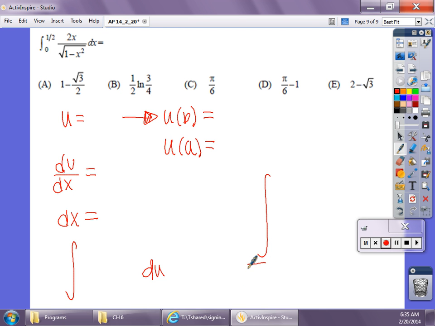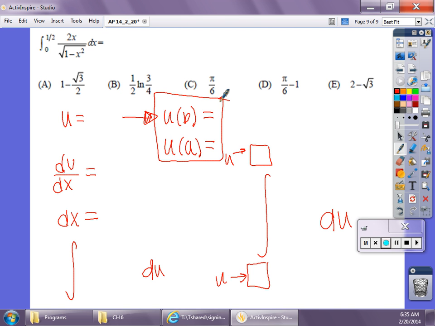So remember, when you have a du problem, when you've changed your u substitution, this here has to be a u value and this has to be a u value. And we use this to get those values.